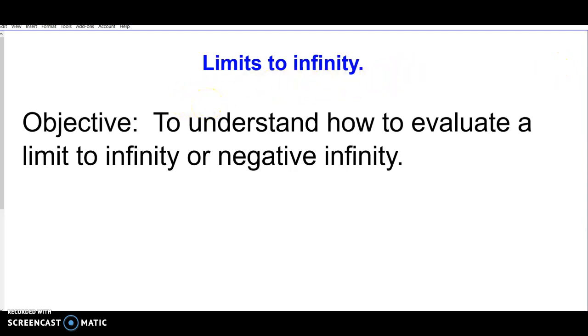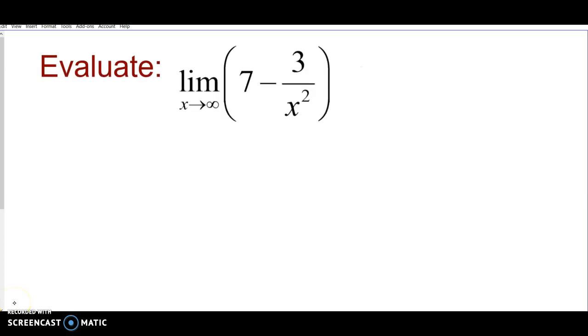That's end behavior. Remember when we talked about polynomials, we were just looking at the degree and the leading coefficient, but now we might not just have polynomials, such as in this case.